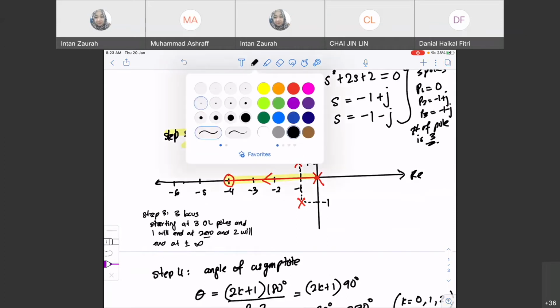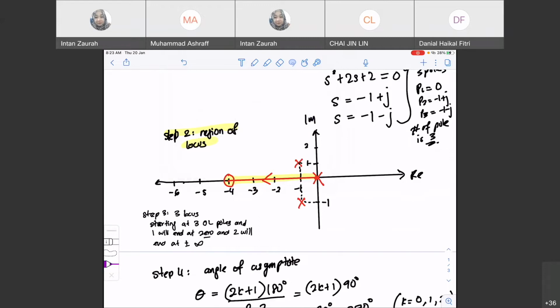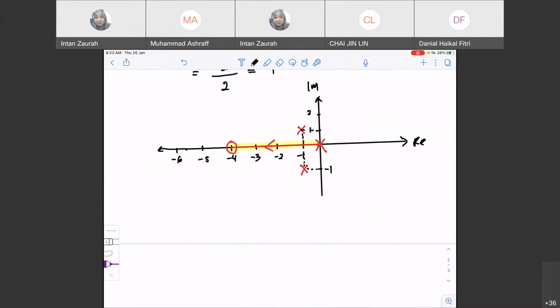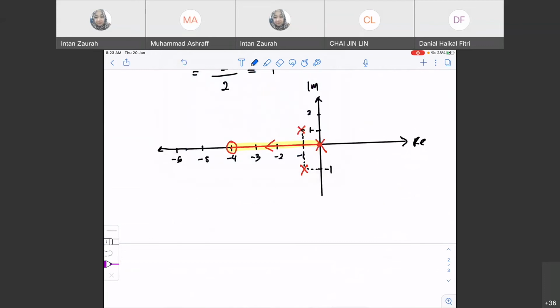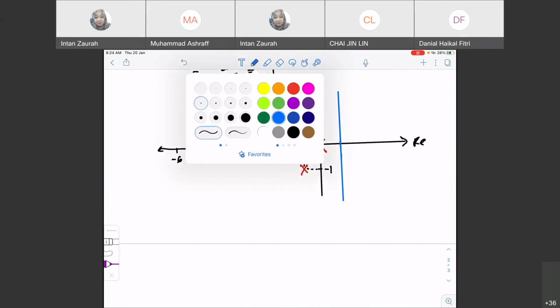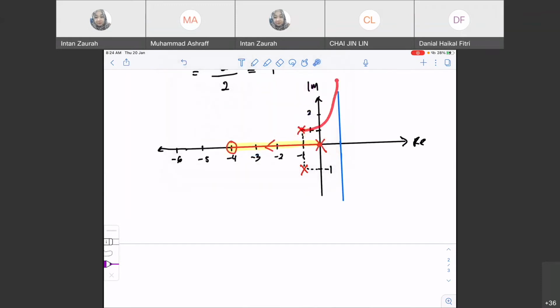So if I have this, let me just copy this one again. So basically, I know already that my asymptote angles will be 90 degrees and 270 degrees. And it will be at positive 1 on my real axis. That is my asymptote. Okay, so I know now that this locus will go in that direction and this one will go in that direction and follow the asymptote. Okay, sorry, my video is a bit laggy.